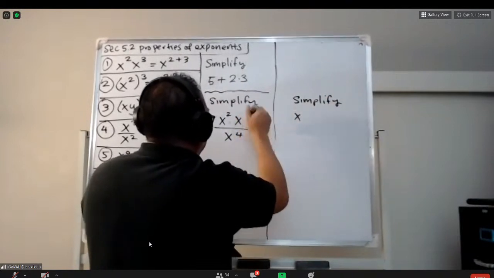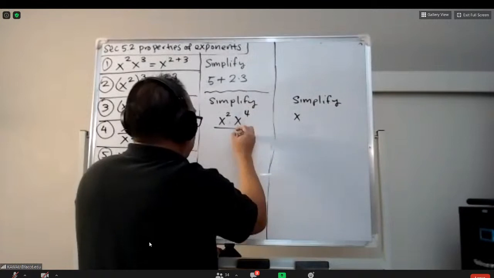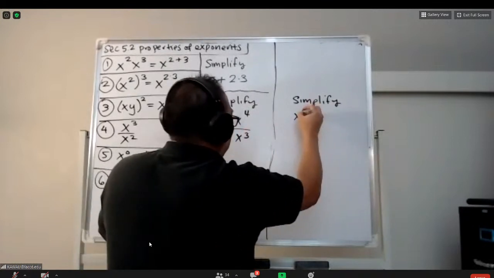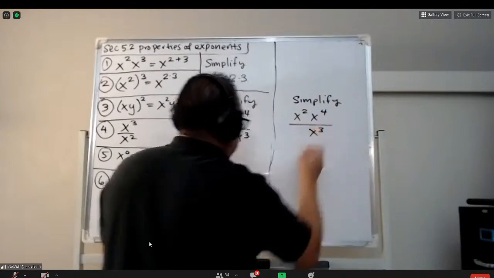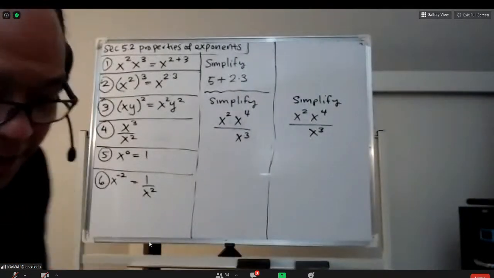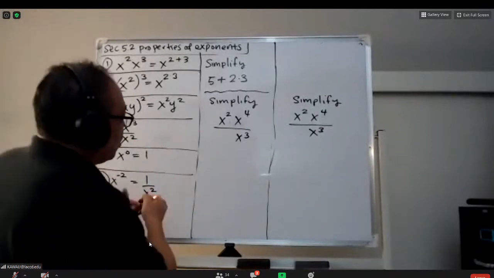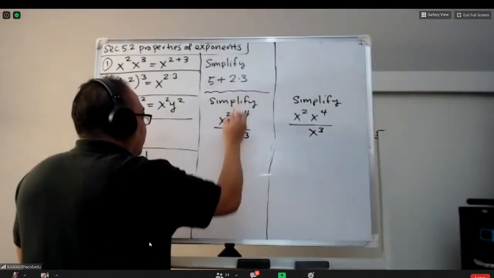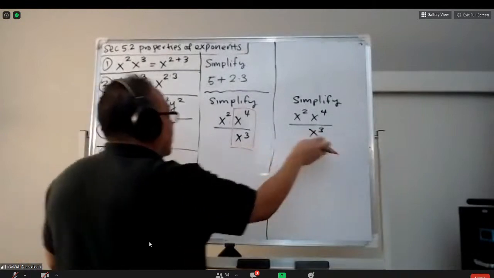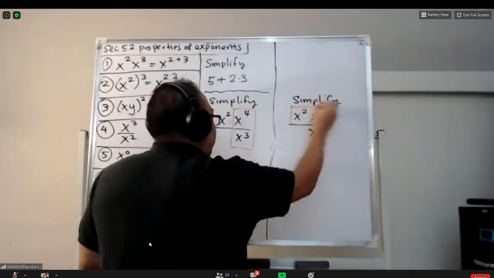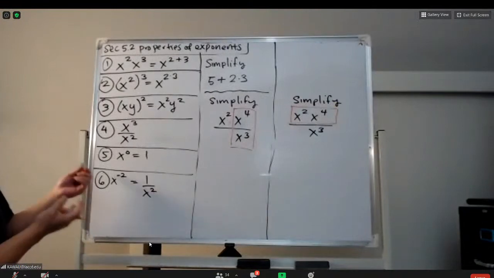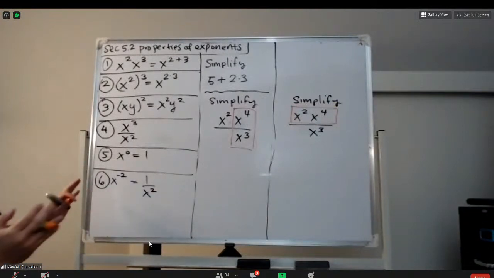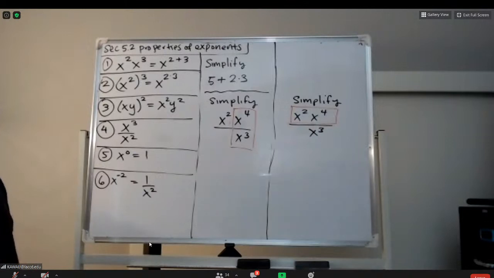Actually, let me make this one a 4. Then let me make this one a 3. It'll make the example better. Now, on this side, we'll do this one first. On this side, we'll do this one first. And you'll see that you get exactly the same answer. So as long as you apply it correctly, it doesn't matter which one you do first. You do the one that you like, the one that you know you can execute correctly.